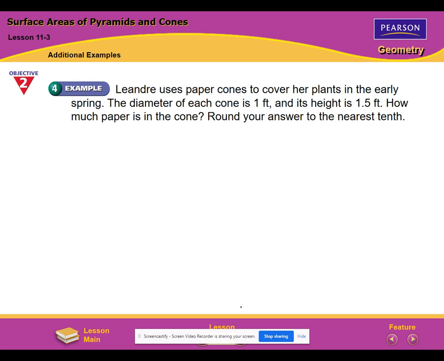Leandre uses paper cones to cover her plants in early spring. Well, you would be using the lateral area, right? Because surface area would include the base, and if you had a base on your cone, you wouldn't be able to put it over a plant, okay? So this would be a situation where you're finding the lateral area.